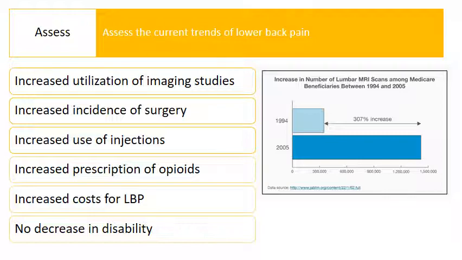There's an increased prescribing of pain medication, especially opioids, to treat low back pain that has led to the current opioid epidemic that we are seeing, and opioid use disorders in patients. So all this has created a tremendous increase in costs for treating low back pain, but overall there has been no decrease in disability caused by lower back pain.